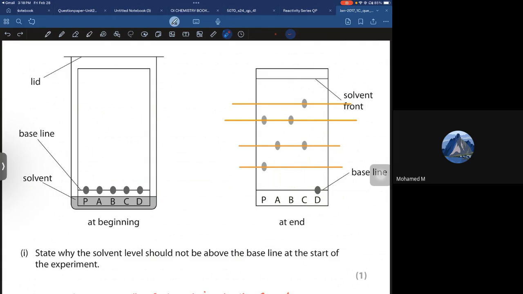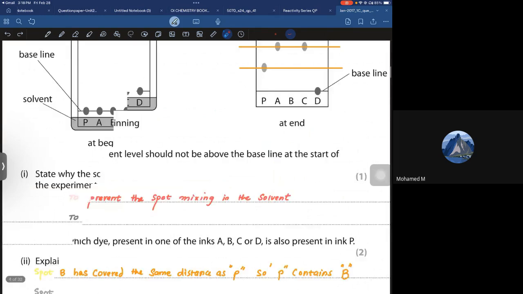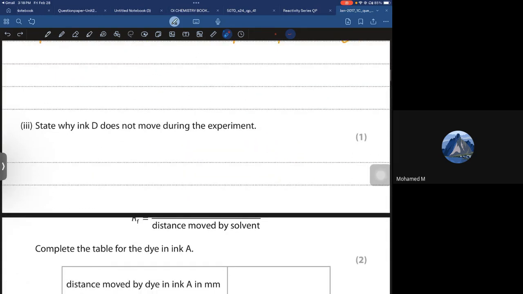D doesn't move as it's insoluble, I guess. Yes, when something is insoluble in the solvent, it's not going to move. All the inks are soluble in water, soluble in the solvent, so that's why they are going to move along with the solvent. It may be water, it may be any other solvent. So when the substance D is not moving, it means that ink D is insoluble in water.